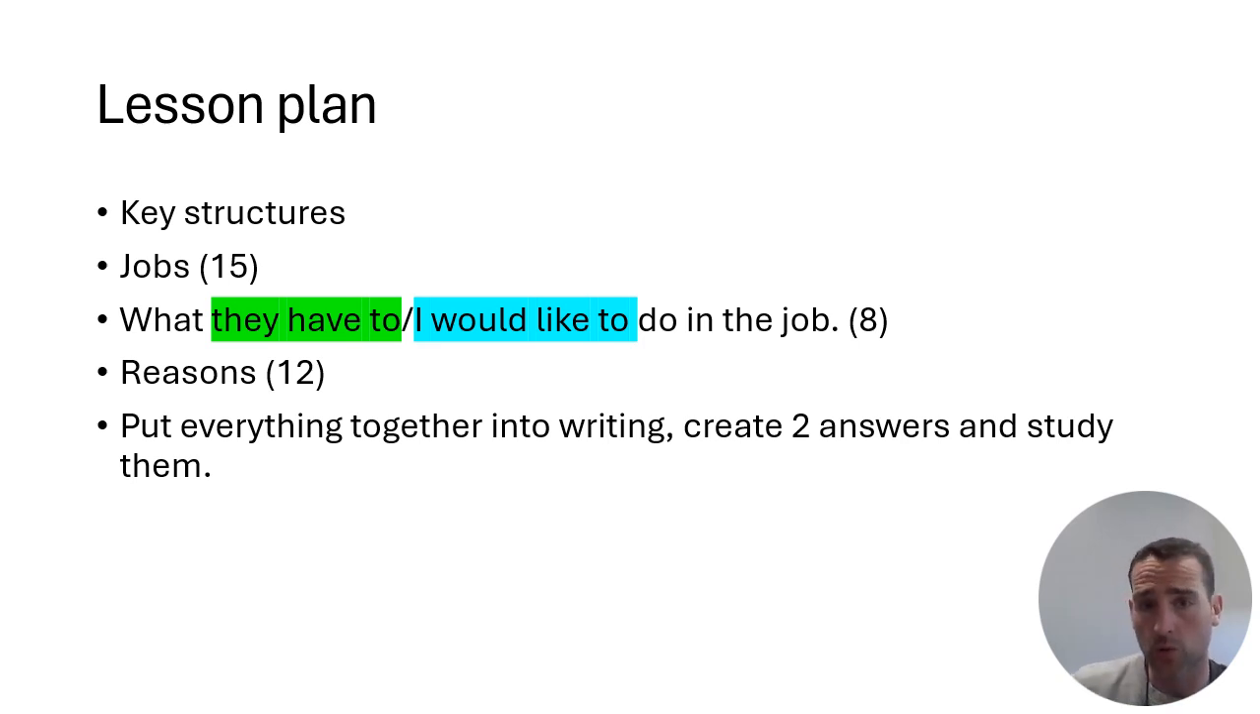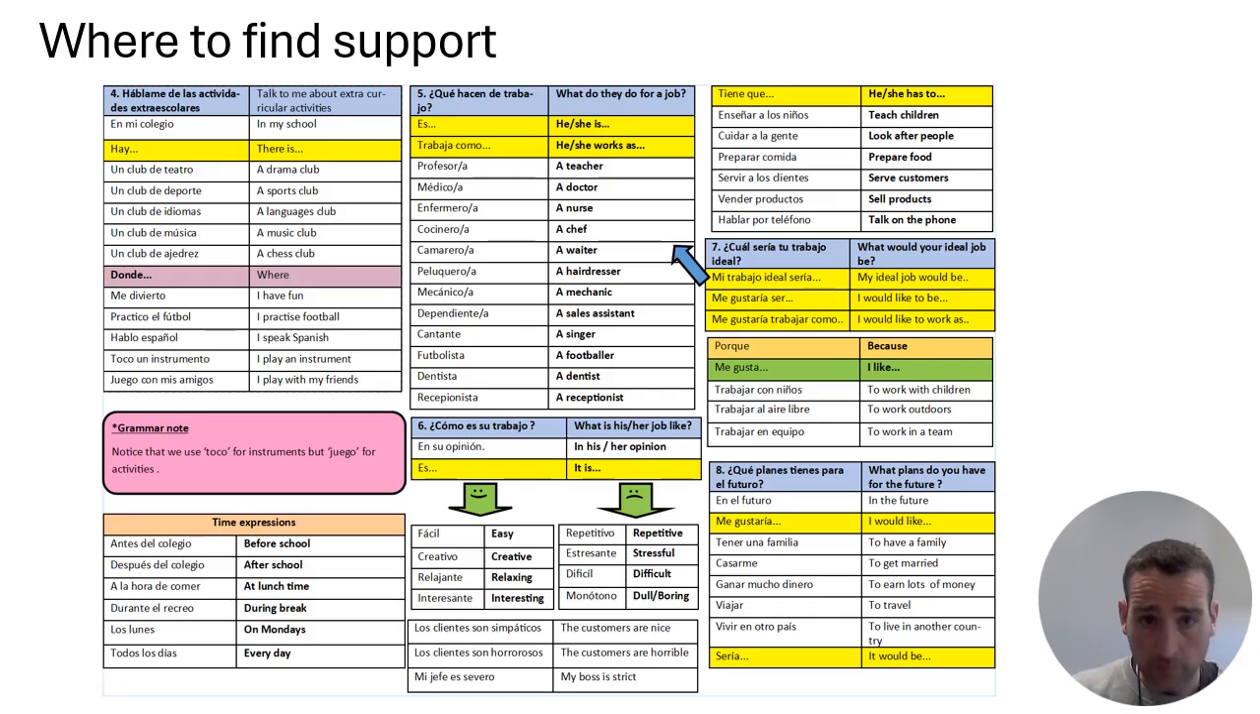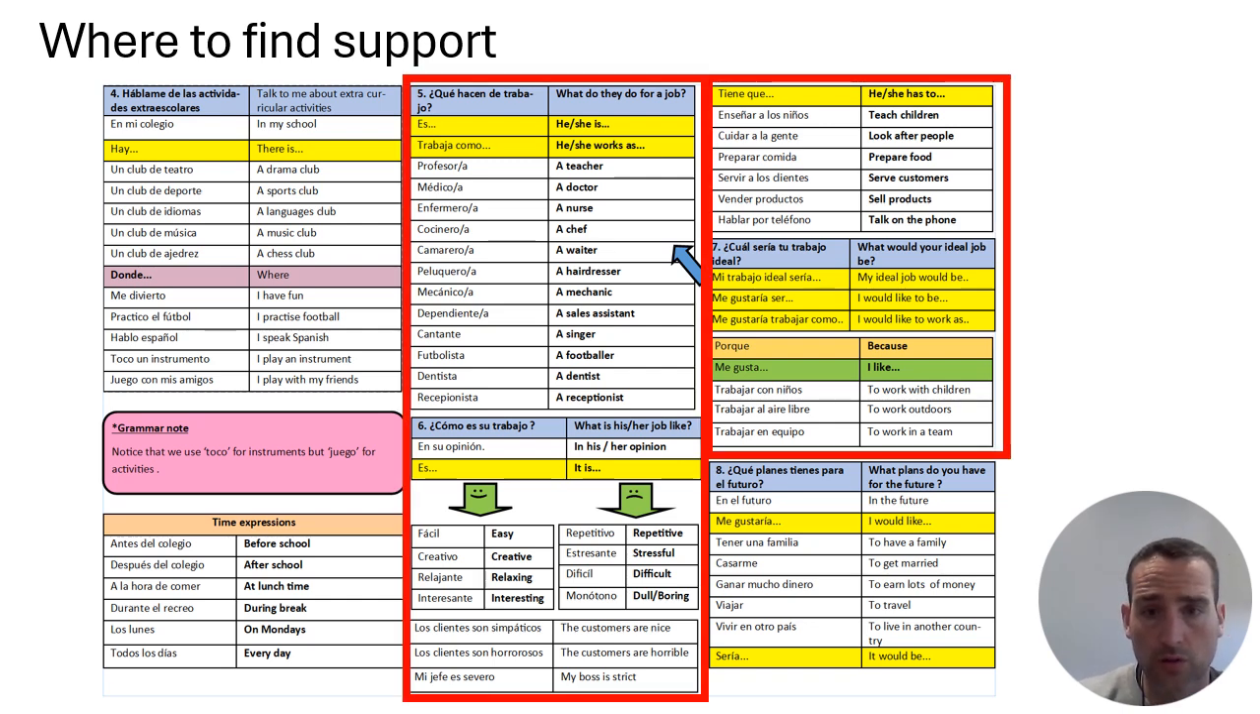Okay, so we are going to look at the key structures, then the jobs, the grammar, then look at giving reasons, and then we put it all together to write sentences and have something to study. So the first thing, you can find support in your knowledge organizer. There are quite a few boxes to help you with jobs. You have them highlighted here. And also I have attached in the homework the two main sentence builders. Whatever you find easier to use, either your sentence builders or your knowledge organizer, that will help you through the lesson.